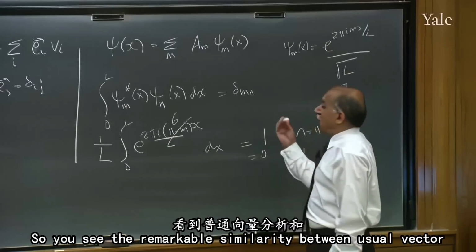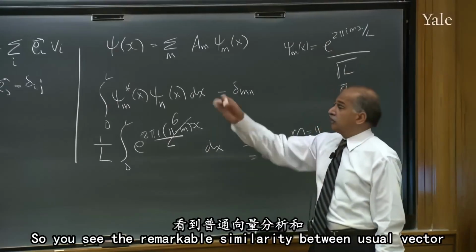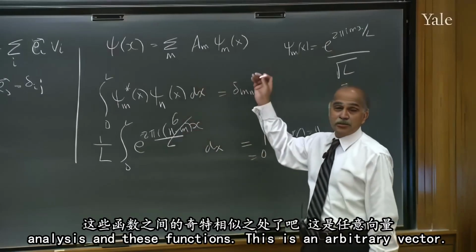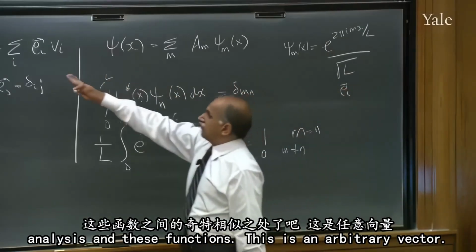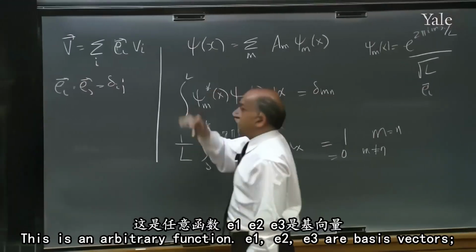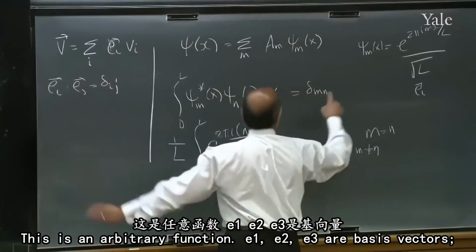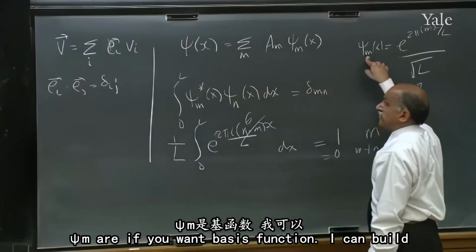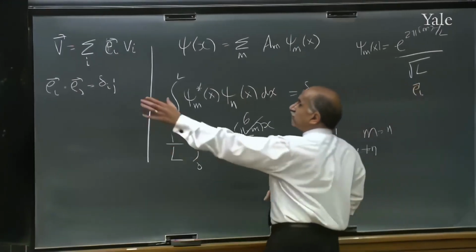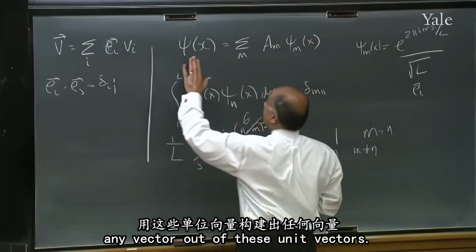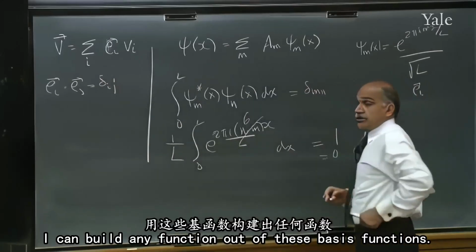So you see the remarkable similarity between the usual vector analysis and these functions. This is an arbitrary vector. This is an arbitrary function. E1, E2, E3 are basis vectors, psi sub m, or if you want, basis functions. I can build any vector out of these unit vectors. I can build any function out of these basis functions.